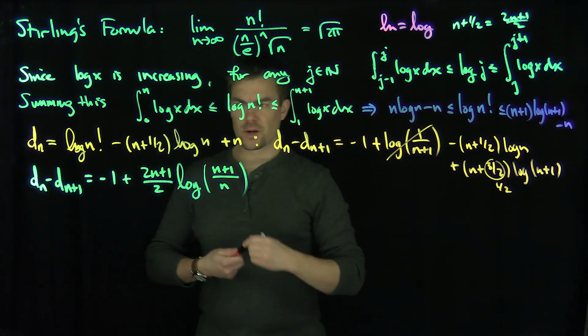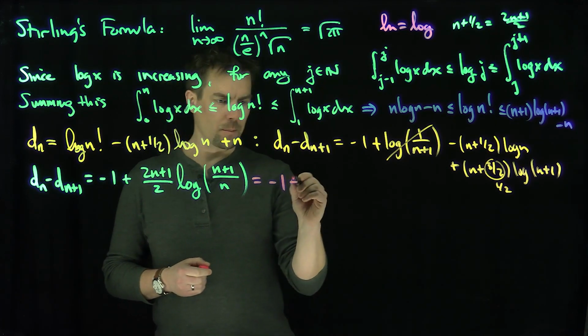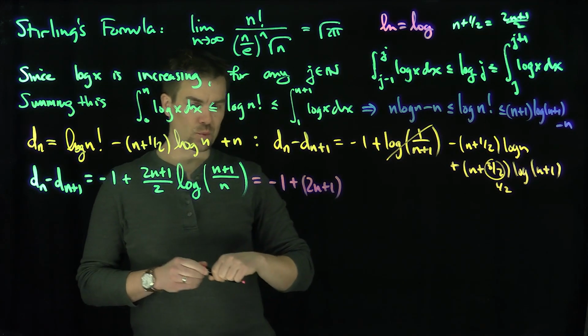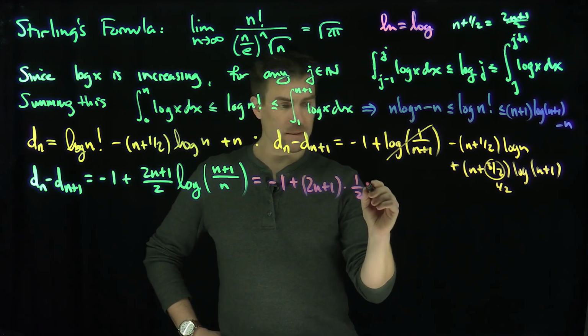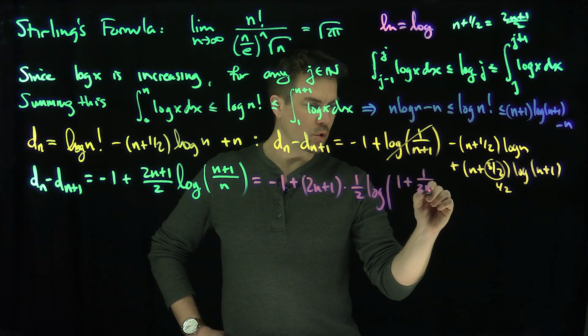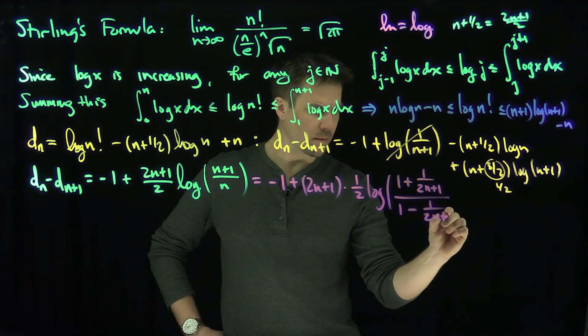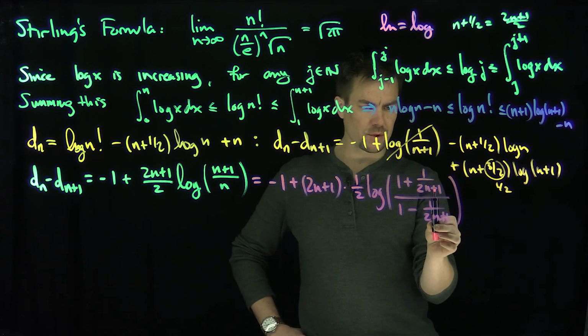So I'm going to note that we can check that this is actually equal to negative 1 plus (2n plus 1), that's the variable I want, I want to say 2n plus 1, and then times 1/2, and then it's going to be the log of (1 plus 1 over 2n plus 1) over (1 minus 1 over 2n plus 1). Okay? And we can check this, because what we'll get is 2n plus 1 plus 2.